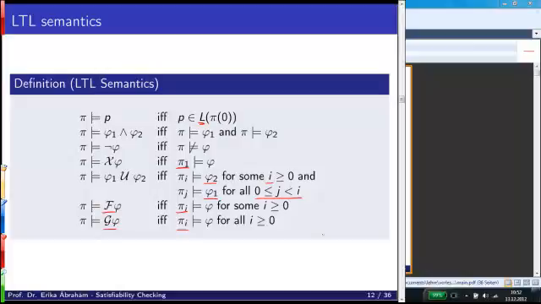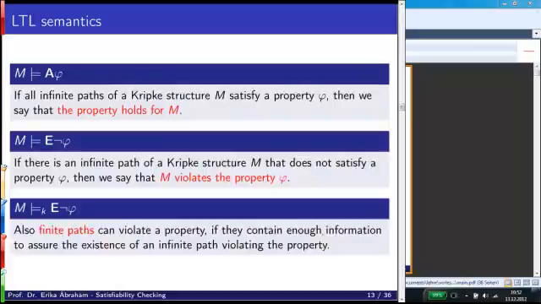And you see now the problem is this semantics talks about paths, and we want to break it down to propositional logic. For that, first we formalize when a Kripke structure satisfies the property. As I said, a property holds for a Kripke structure if all infinite paths satisfy the property, and it violates it, it is just a negation, if there exists an infinite path which does not satisfy the property.